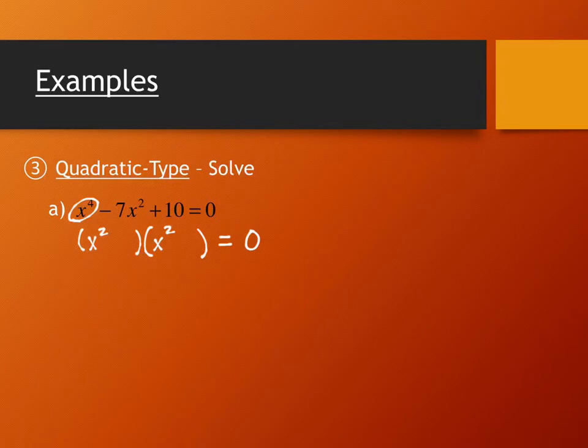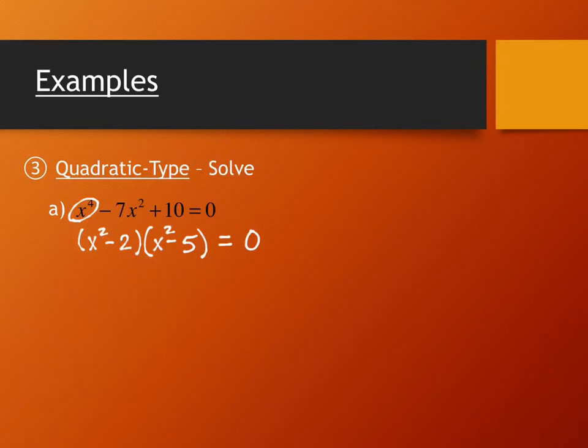But then the rest of the factoring, again, looks just like it did when we did quadratics. I need 2 numbers that multiply to 10, and they add to negative 7. 2 and 5. Positive or negative? Negatives. So I get a negative 7, right?